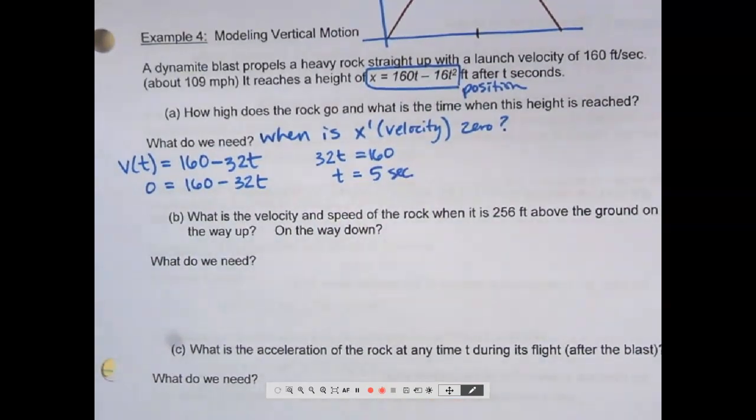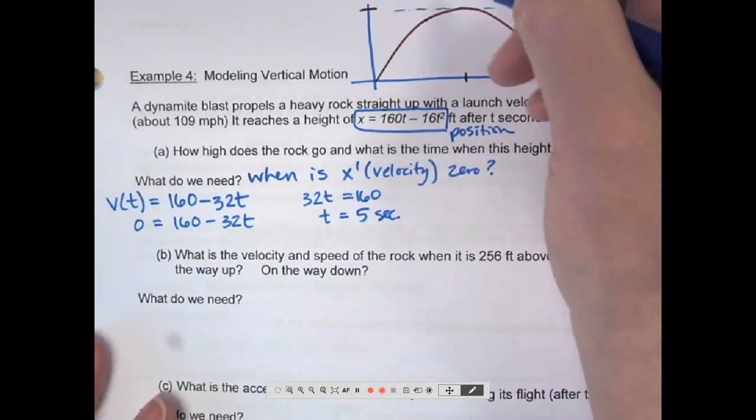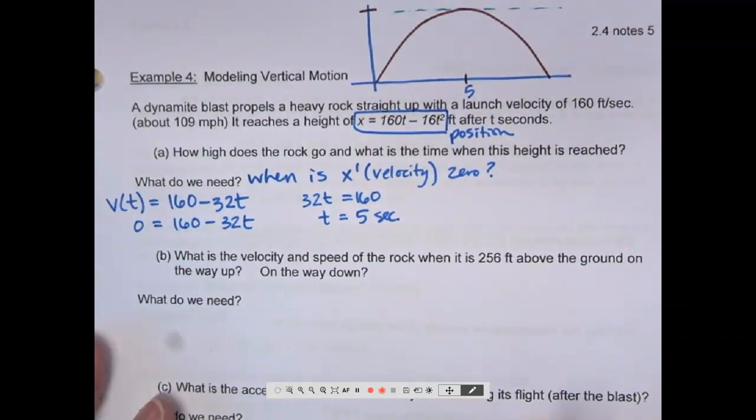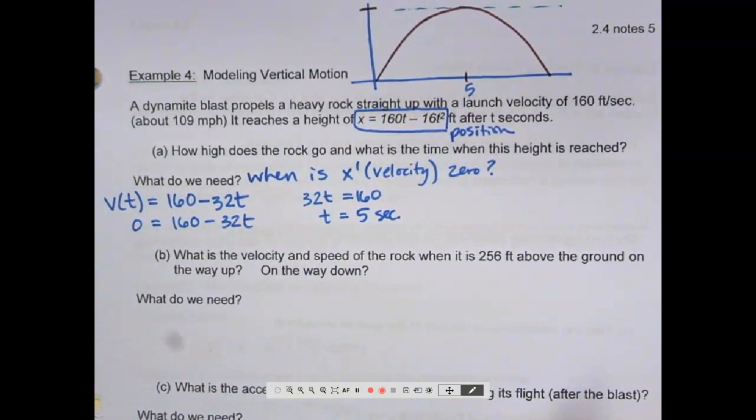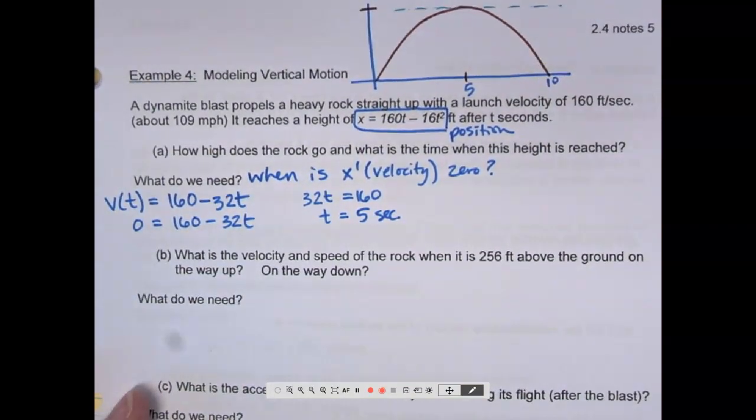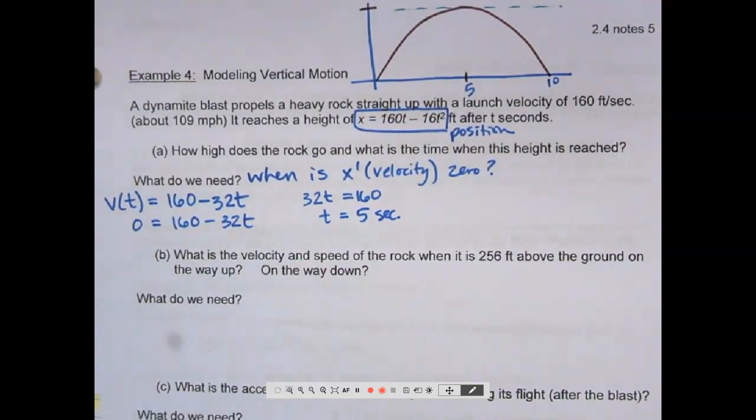5 seconds. Okay, so now I know it took 5 seconds to reach this highest point. So I know that that time is 5. Do I know when it reaches the ground again? Yep. When? 10. Goes up 5, comes down 5.